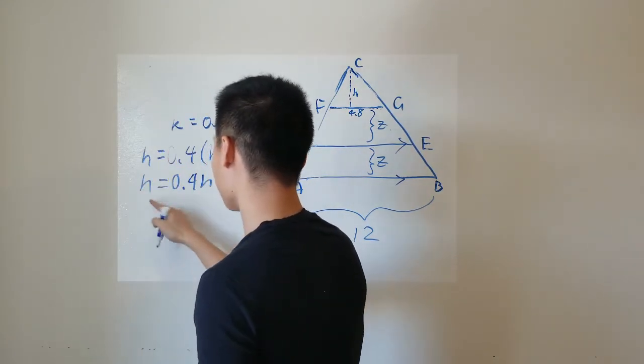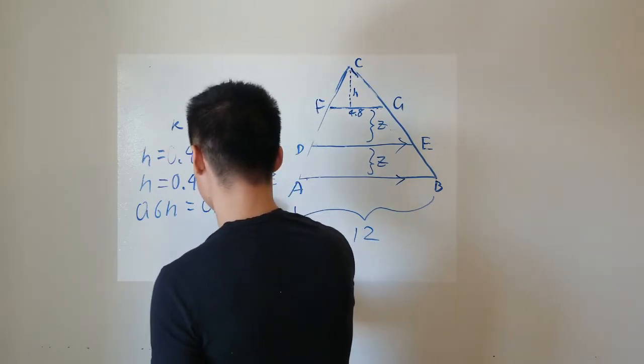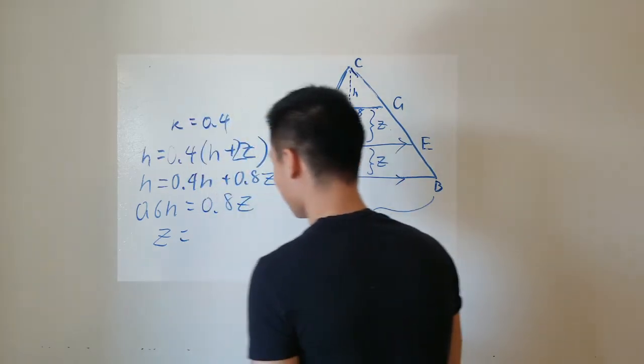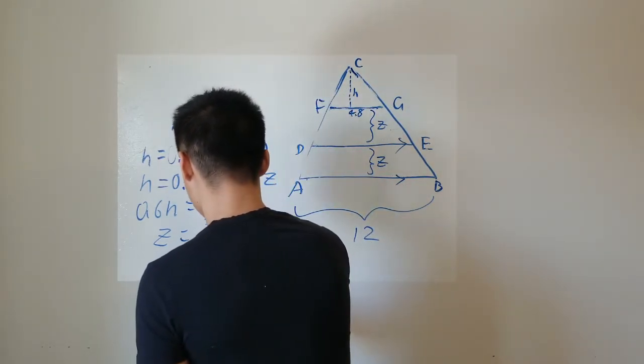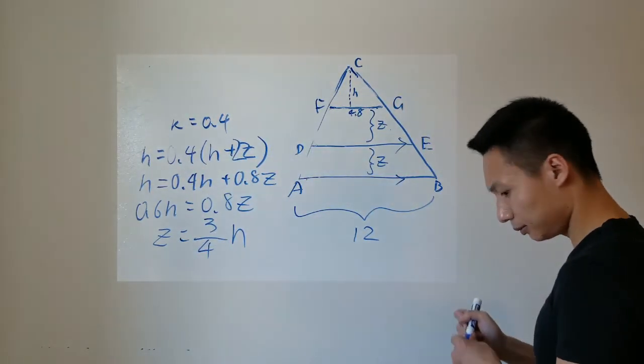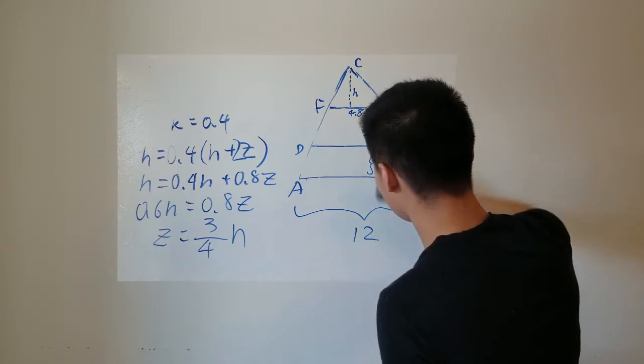So move this to the other side. We have 0.6H is equal to 0.8Z. So Z is equal to 3/4H, right? So this thing is shorter than H. It's 3/4 of H. Cool.